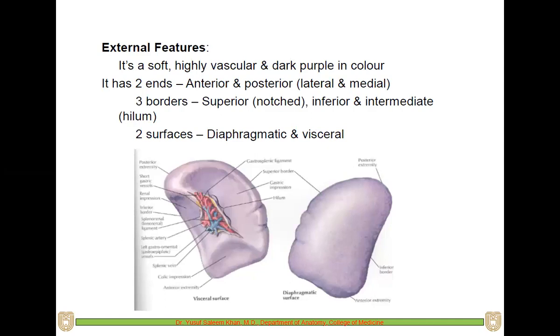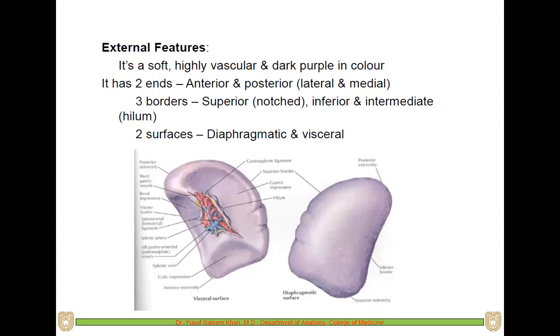Okay. Now coming to some external anatomical features of the spleen. What do you see anatomically? So if you see, it is soft, highly vascular and dark purple in color. This is the usual color of the spleen. It is highly vascular, because it has a lot of blood vessels, and it is soft in nature because there is no bone in that organ. So it will be soft in nature.